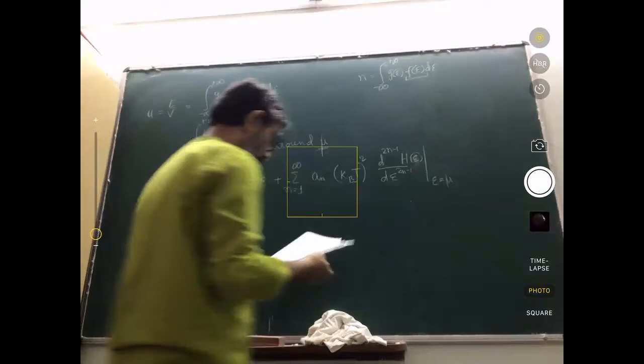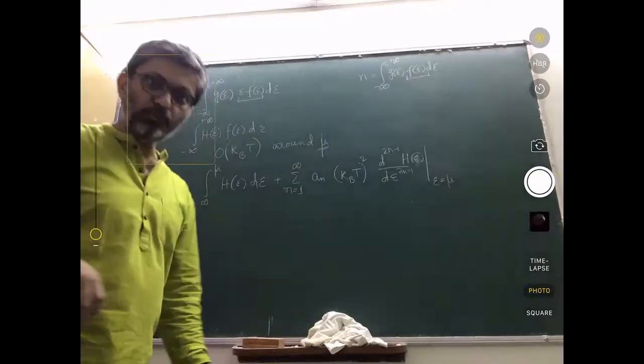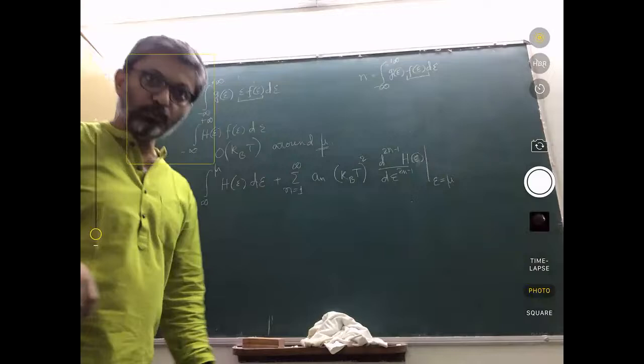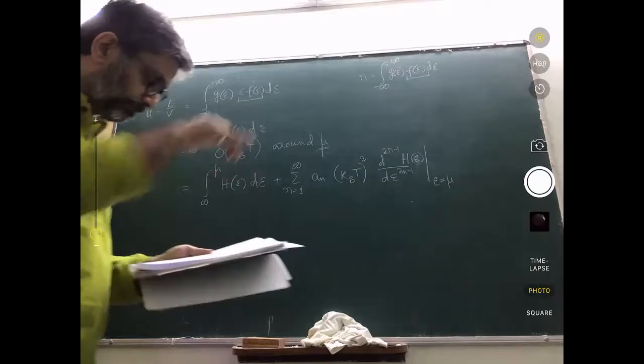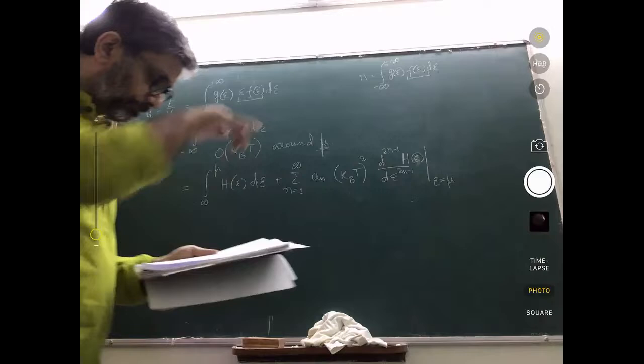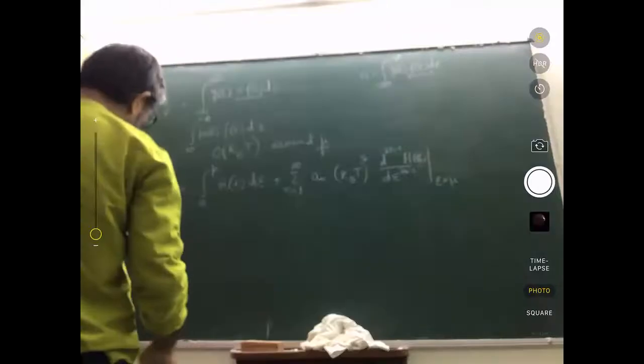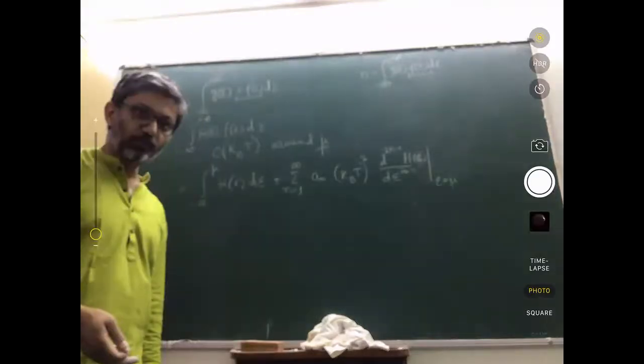Now before using it, let us try to have some sense of the order of magnitude of this, because the functions we deal with when we evaluate such integrals typically have major variations only over energy scales of mu. So they don't vary too much over the scale of k_B T, where k_B T is, let's say, the room temperature. Also, the functions we have to deal with typically have these properties.